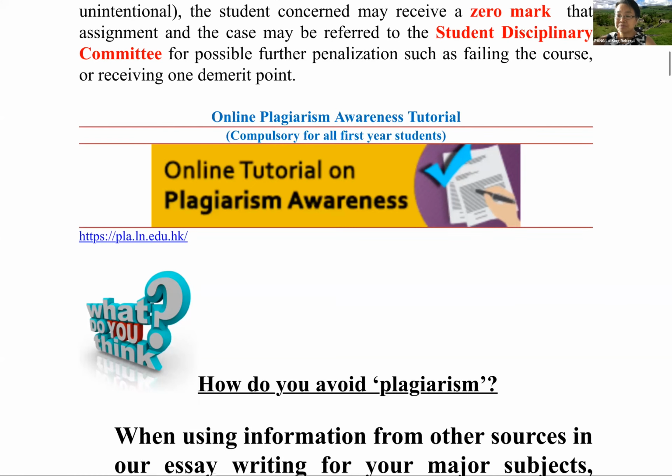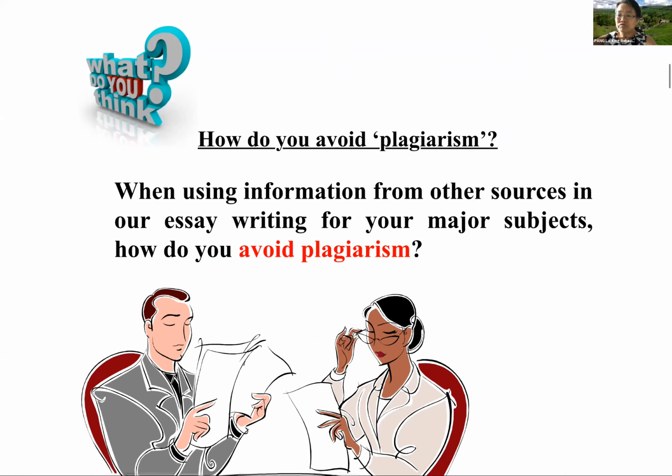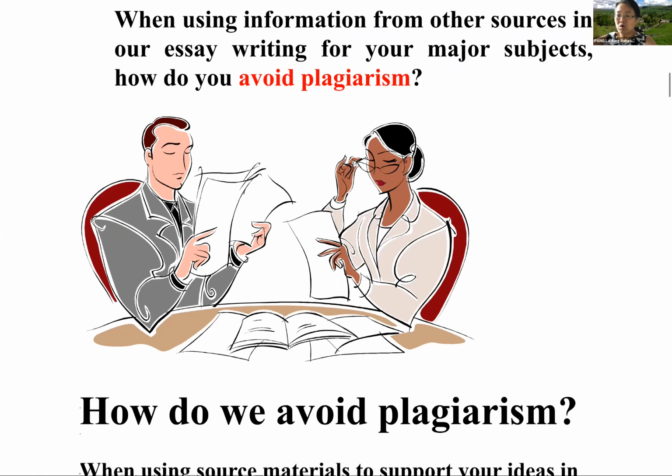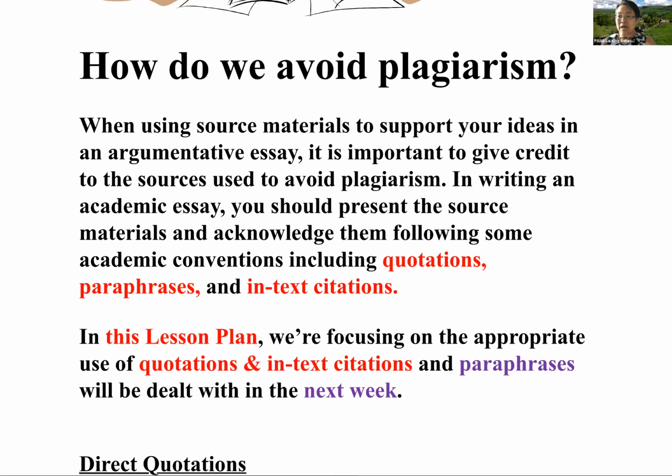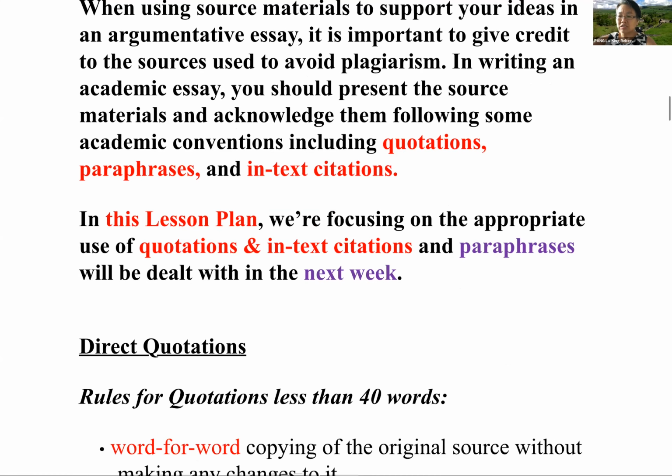So please do that. Now, how do we avoid plagiarism? Very simple. As you can see from the red boldface, I mentioned 1, 2, 3 things: using quotations, paraphrases, and in-text citations. How are you going to use these to avoid plagiarism? This is what I'm going to talk about in this lesson. And for this lesson particularly, normally quotations are easier to do, so I'll focus on quotations. I'll leave the paraphrases for next week because it's a bit more challenging and difficult.